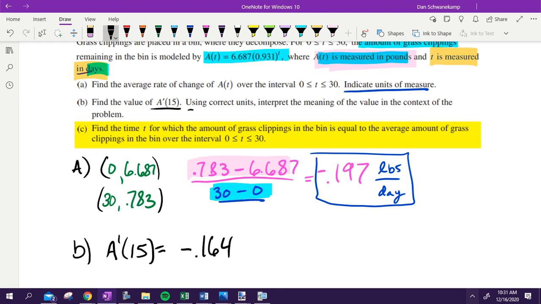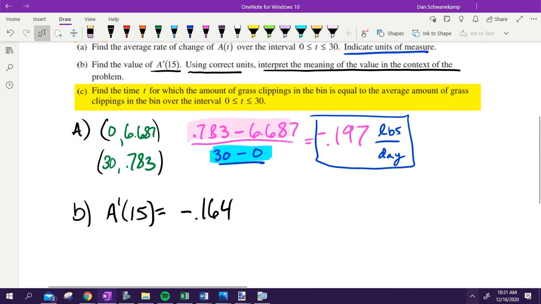It says, using correct units, interpret the meaning of the value in context of the problem. All right, so let's find that. We just took a derivative. What does a derivative tell you?